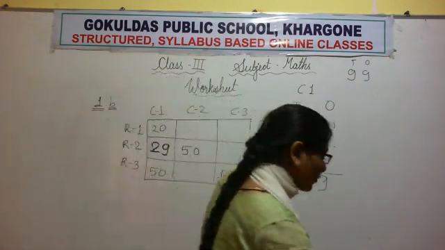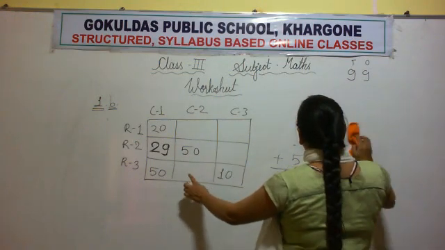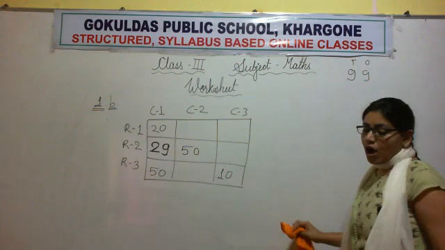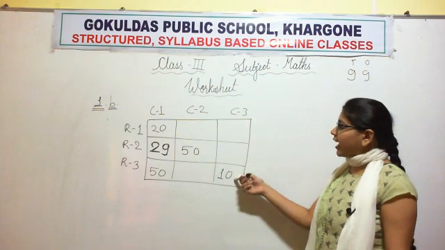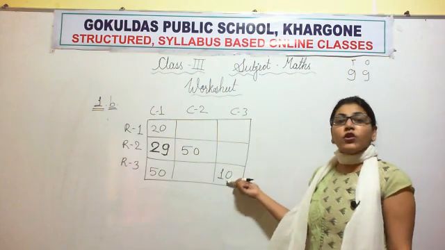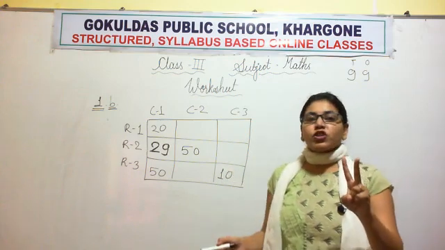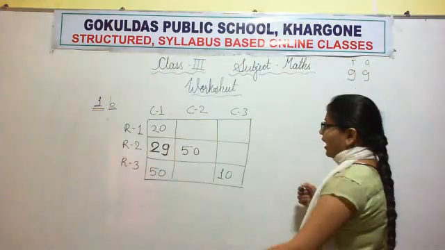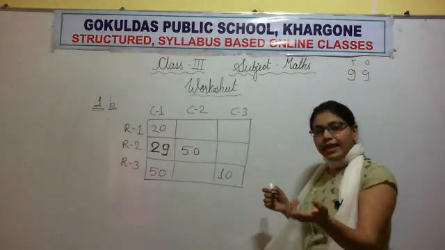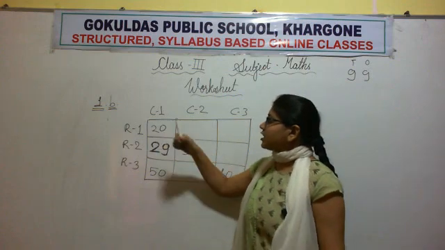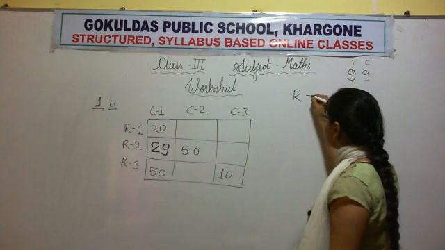Now let's check column number 2. Can we solve column number 2 now? No. Why? Because it is having only one box filled. Now let's check column number 3. Can we solve it now? No. Why? Because only one box is filled. Minimum 2 boxes should be filled. Okay. So can we solve row number 2? Yes, we can solve.